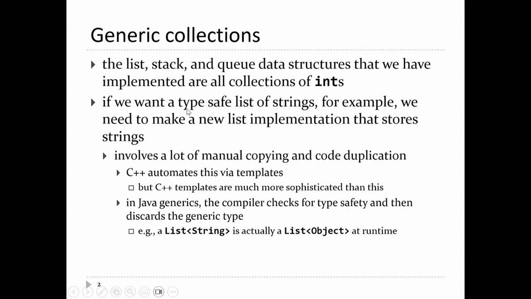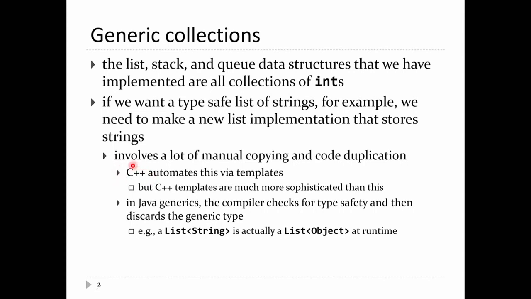So if you wanted to make a new collection of something, one way is basically to copy all of your code and adjust it so that it can hold the new data structure, the new type. So this involves a lot of manual copying and code duplication. When you actually look at the code, it's going to be almost all exactly the same.